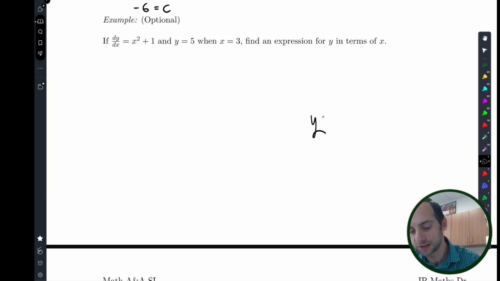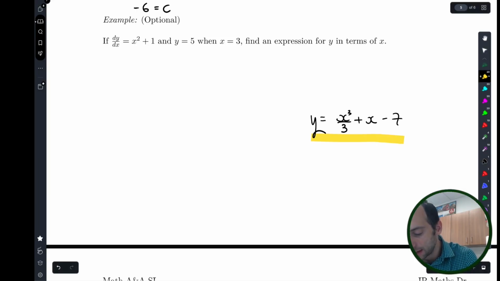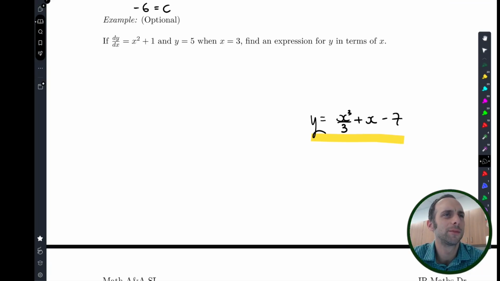So the solution to this problem is y equals x cubed over 3 plus x minus 7, coming from the boundary condition and finding that constant c. You can have this in an equivalent form such as 1/3 x cubed, but anything similar to that is going to be considered correct.